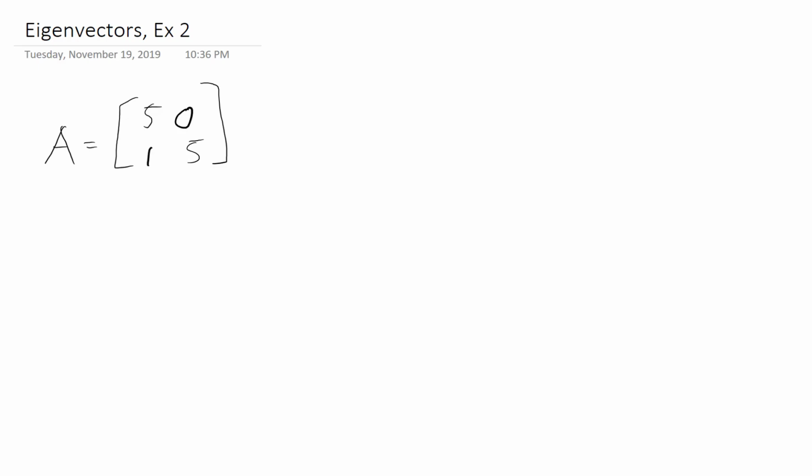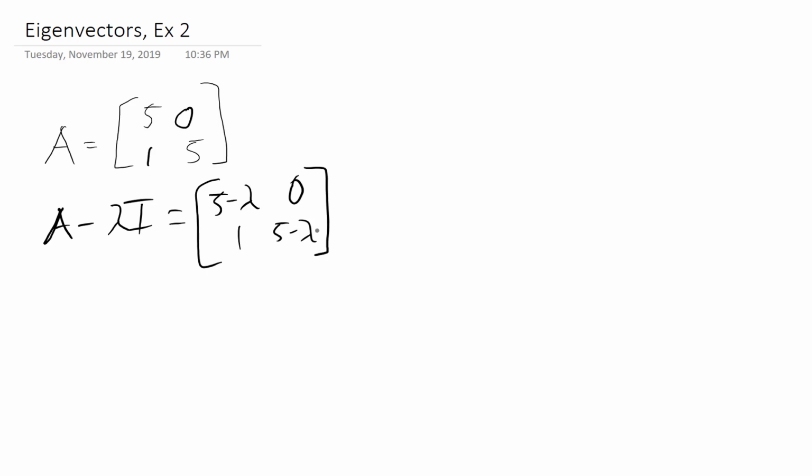So the first thing we might want to do is calculate the eigenvalues. Well, this 0 here is going to make the determinant pretty simple. Again, we use the determinant of A minus lambda I, and A minus lambda I is 5 minus lambda, 0, 1, 5 minus lambda. And its determinant is equal to (5 minus lambda) squared. Setting that determinant equal to 0 is pretty trivial. We just want lambda to be equal to 5.